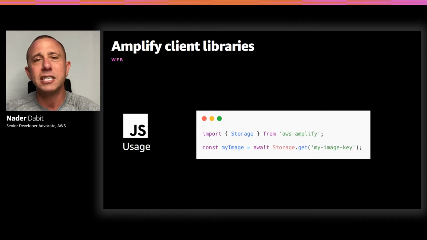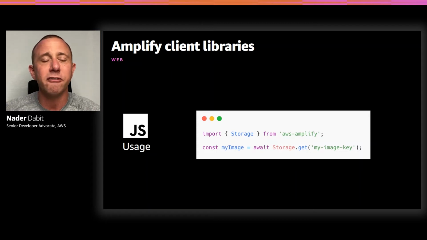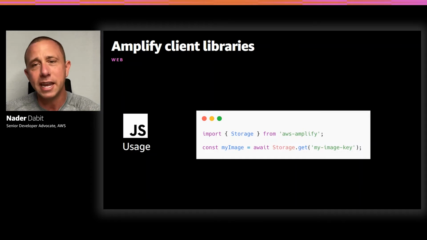So if you want to work with S3, you might import storage. If you want to work with AppSync, you might import the API category. If you want to work with API Gateway, you would also import the API category. We then have a simplified interface that you can use to make simple API calls. So to pull an image from your storage, which would be an S3 bucket, you can just call storage.get, passing in the key, and that's it.